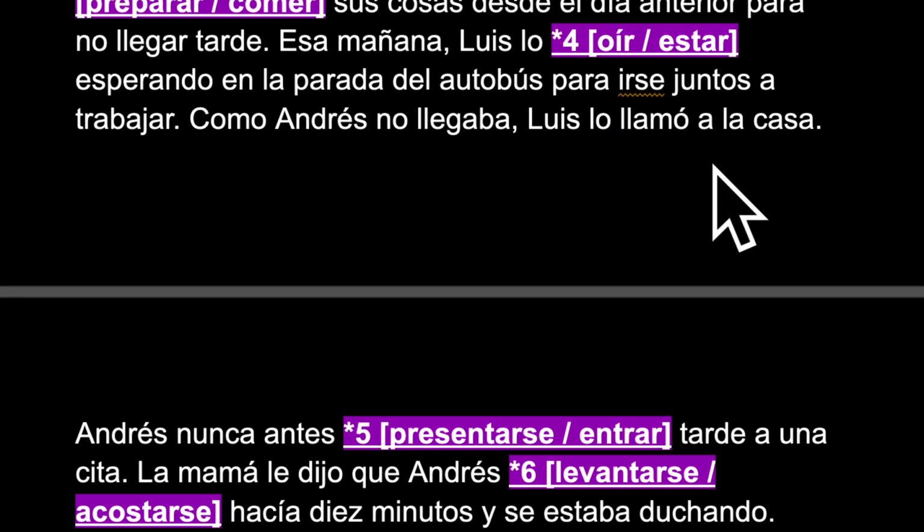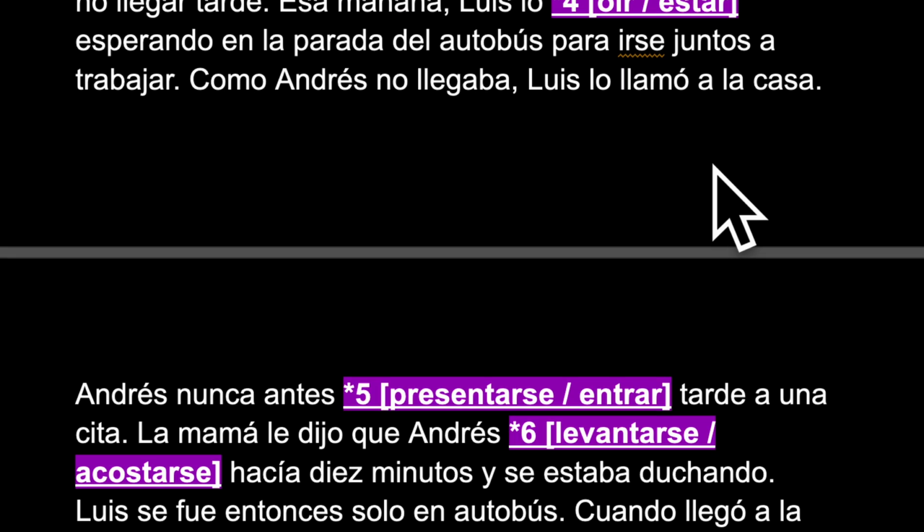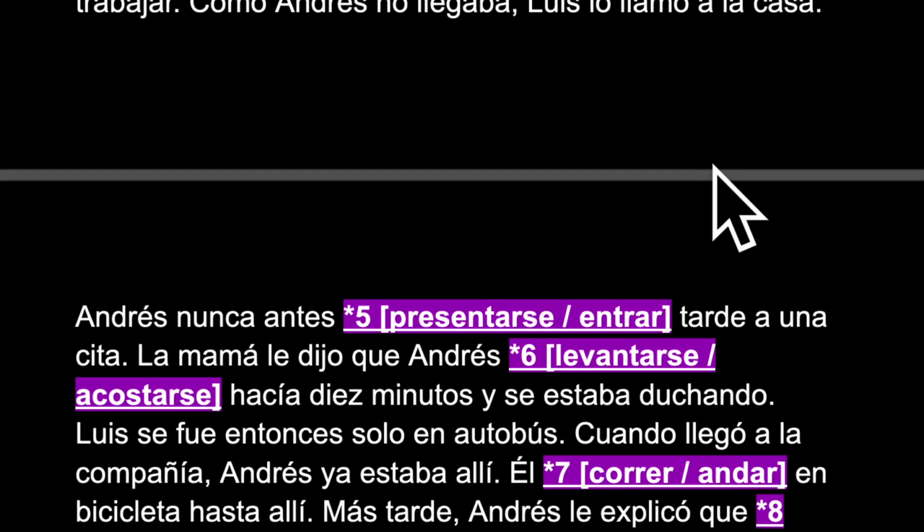Then we have esa mañana, that morning, Luis lo oír o estar esperando en la parada de autobús. Was he hearing? Would we say he heard waiting or he was waiting? I would say he was waiting. Luis lo estaba esperando en la parada de autobús para irse juntos a trabajar. Como Andrés no llegaba, Luis lo llamó a la casa.